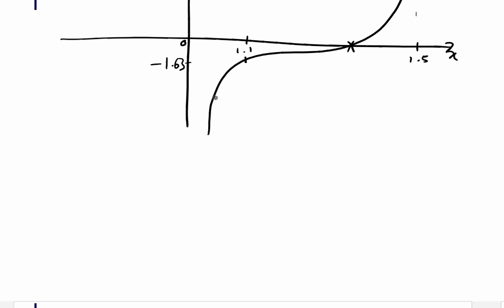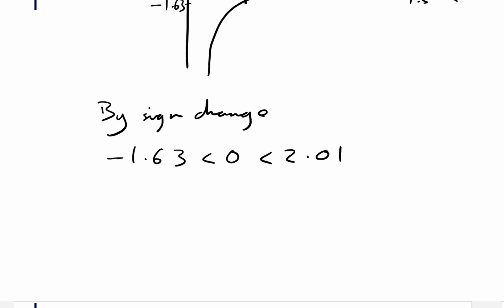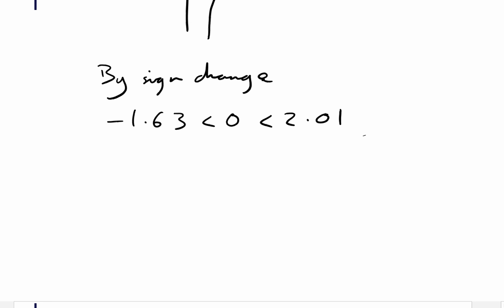Okay, so the final marks, 2 marks, remember, the next mark is going to be given by basically summing up exactly what I've said with this graph here. So you can just say by sign change, or you can say that 0 lies between 1.63 and 2.01. That's absolutely fine. Okay, they're both saying exactly the same thing, sign change, or that 0 lies between those two things.